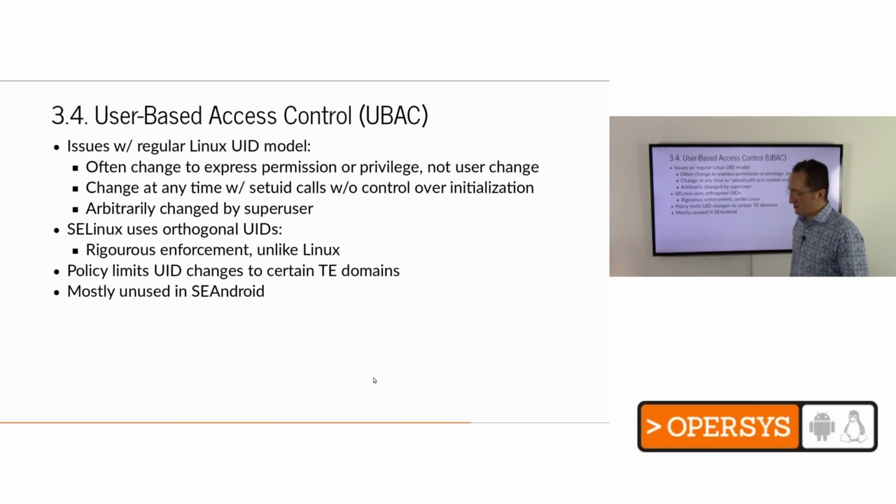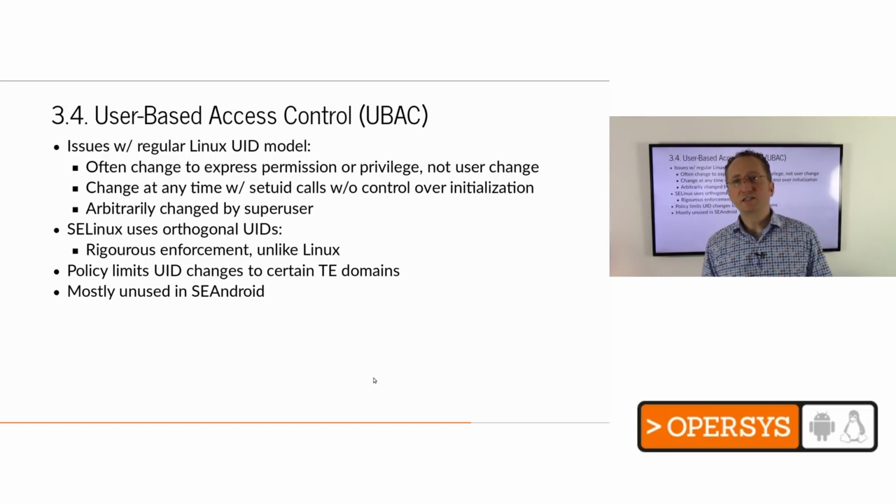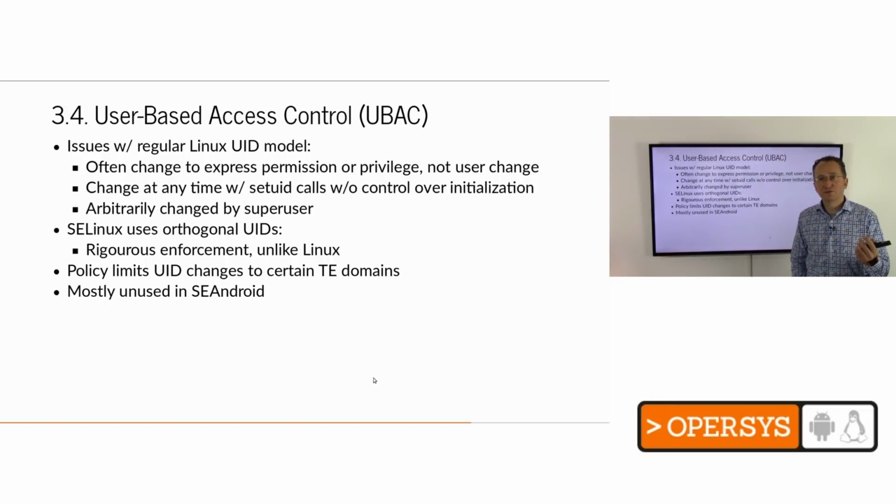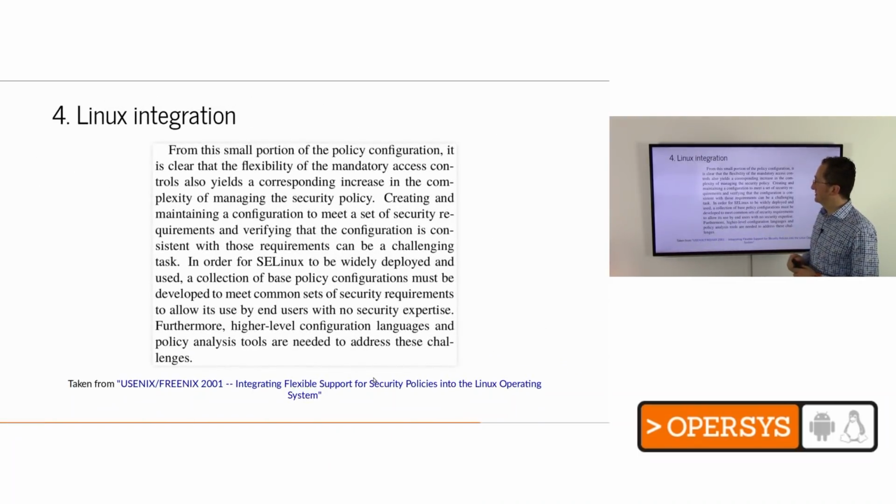Okay, user-based access control is another set of IDs separate from the Unix IDs, and the idea is that they don't like the regular UID model because it often changes, for example, by becoming a superuser, and then effectively becomes detached from the actual objects. So the user-based access controls enshrined in SELinux provide a more rigorous enforcement of the IDs that are chosen in this context. And again, mostly unused in the case of Android.